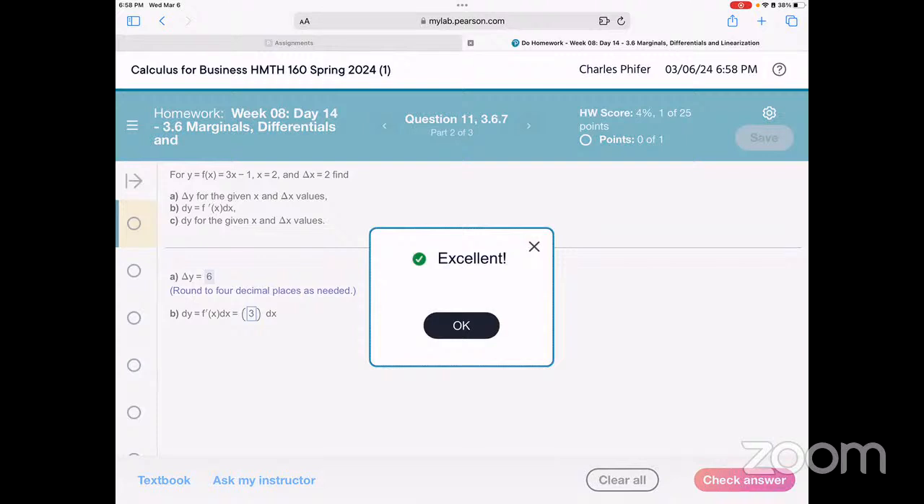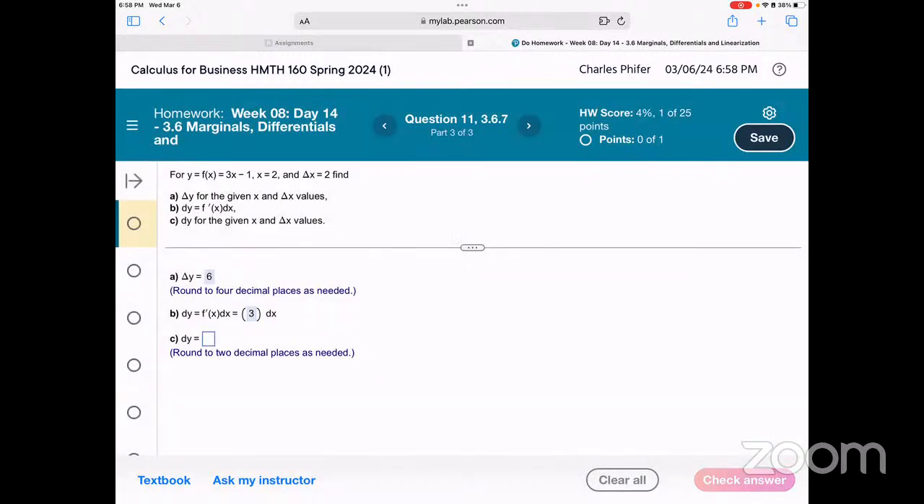So then the dy, again, is just going to be 3 times dx. Dx is equal to delta x, so 3 times 2 is going to be 6. And I think we're out.